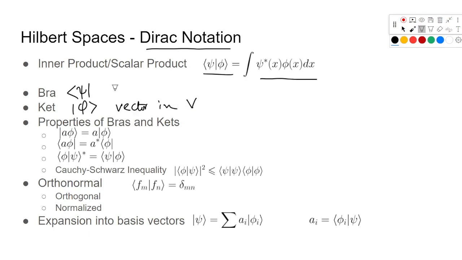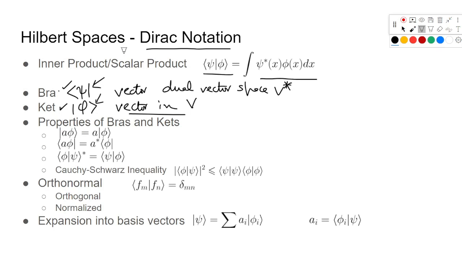The Bra is a vector in a dual vector space. Let's call it V star. So these two are not vectors in the same space. This guy is a vector in space V and the Bra is a vector in the dual space. So the Bra and the Ket notation is what Dirac introduced.